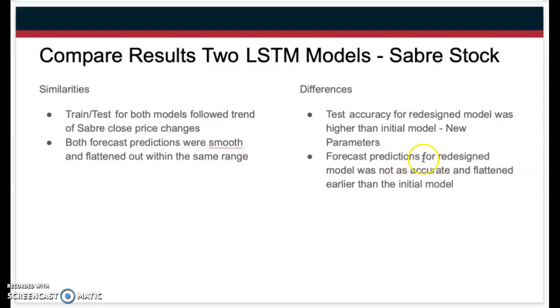But the forecast prediction for the redesigned model was not as accurate and flattened out much quicker than the initial. And so if you're looking to forecast something, you're going to want a longer input length. If you're looking for better test predictions, you might want a shorter input length, given what the stock has done over the 5 years. Obviously, this was a volatile stock.